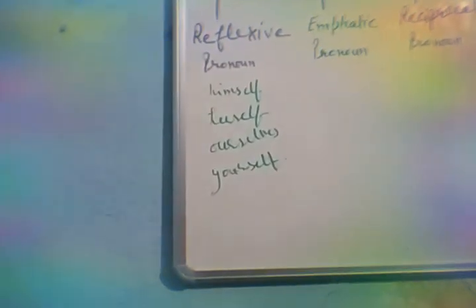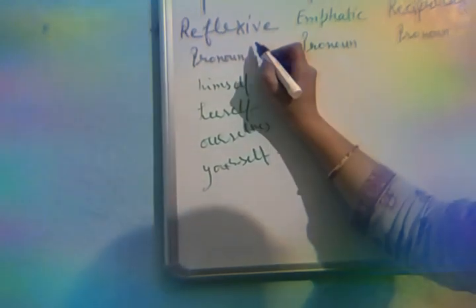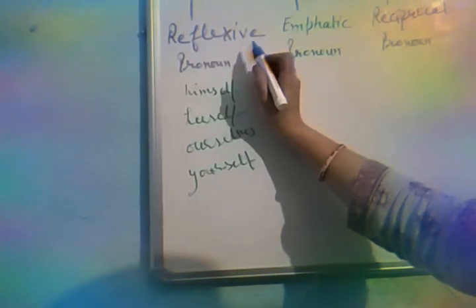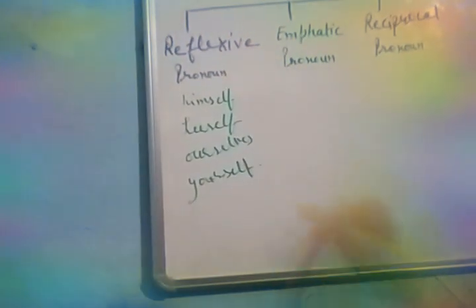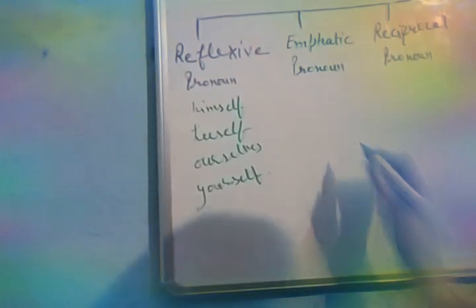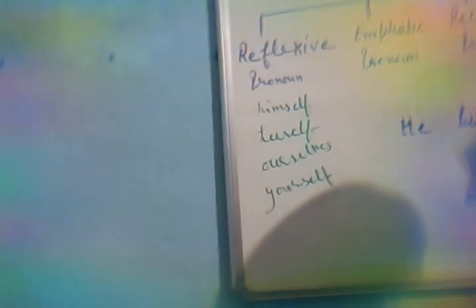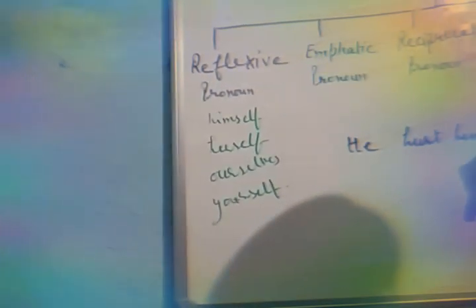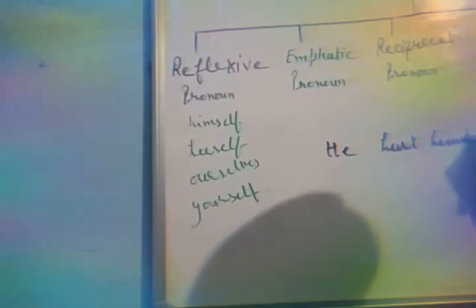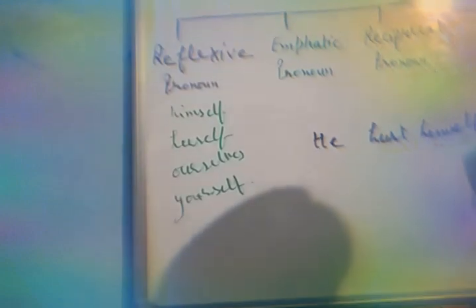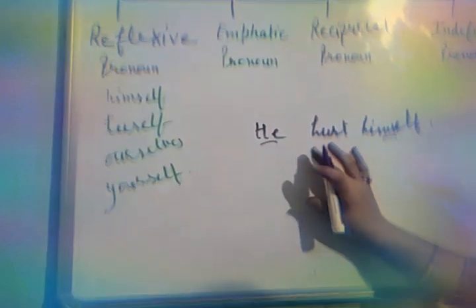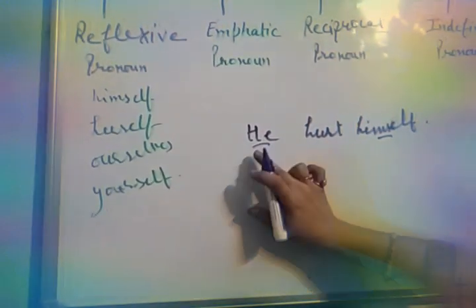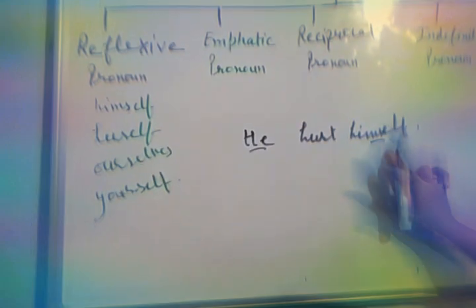Reflexive pronouns are used when the doer or the receiver, subjective and objective case, both are same. Doer and receiver both are same. Just like we can say, he hurt himself. In this sentence, he is the doer of the action and he is the receiver of the action. This is the reflexive case when doer of the action and the receiver of the action both are same.